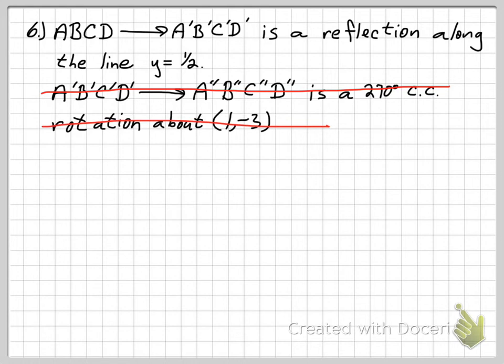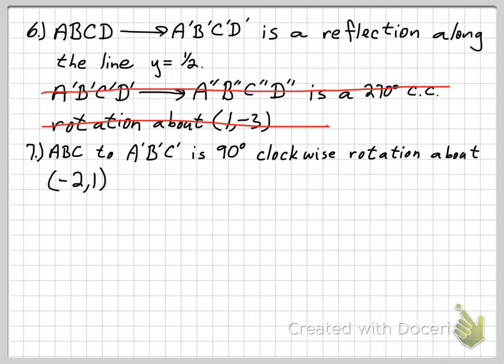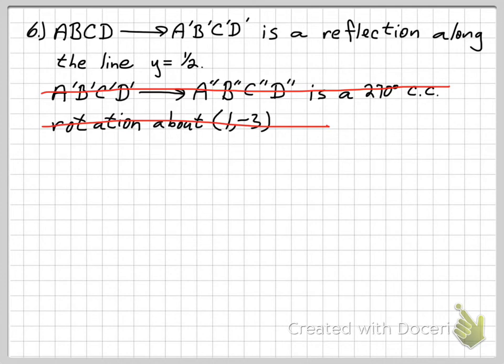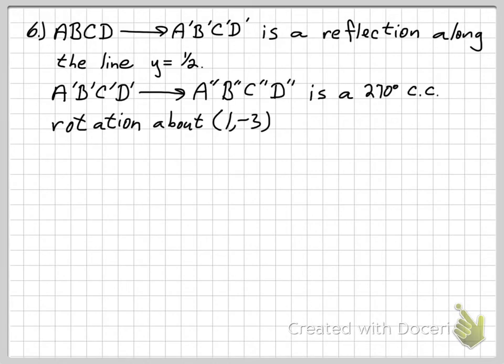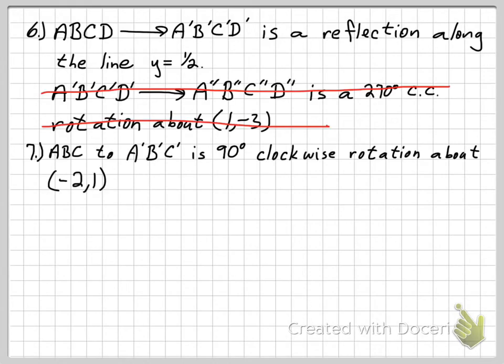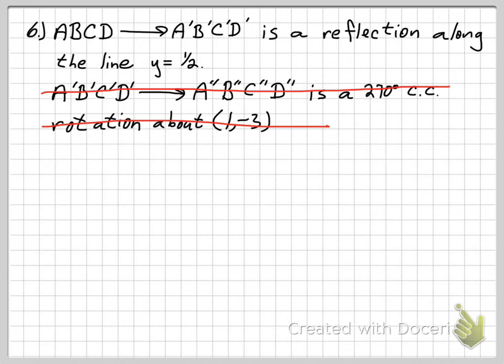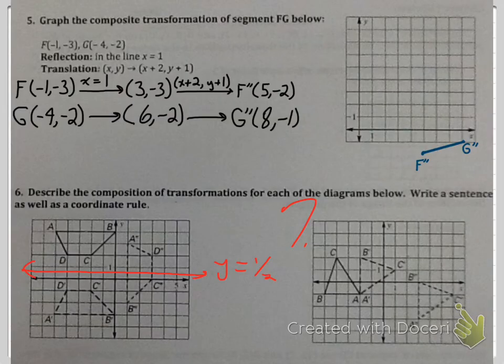All right, the next problem, I called it problem 7. Here, I'll fix that. There, it's problem 7 now. Okay, so that's what I meant by problem 7. And to go from the original figure to the primed figure is a 90-degree clockwise rotation about -2, 1. Again, you're not responsible for that kind of material, but I don't think that was too difficult to see, right?